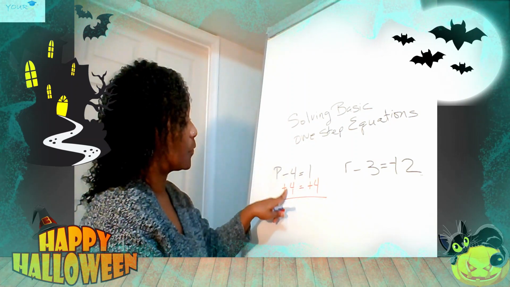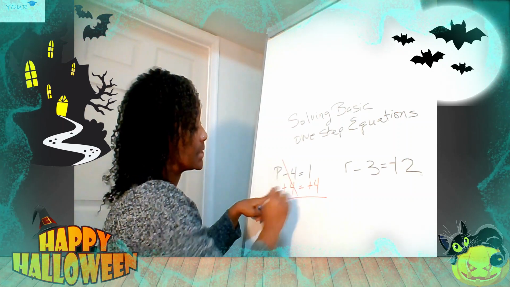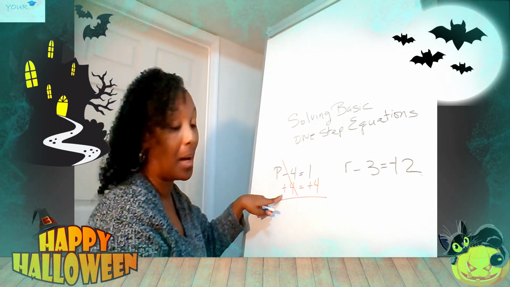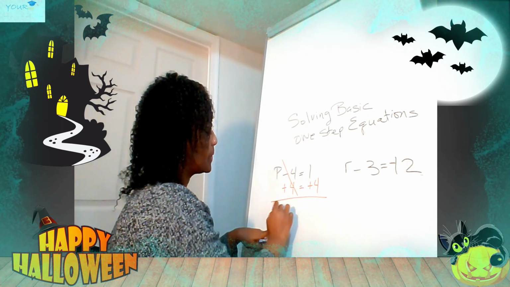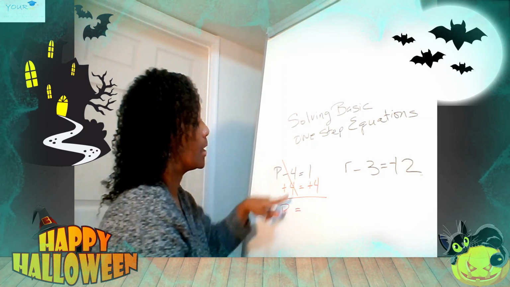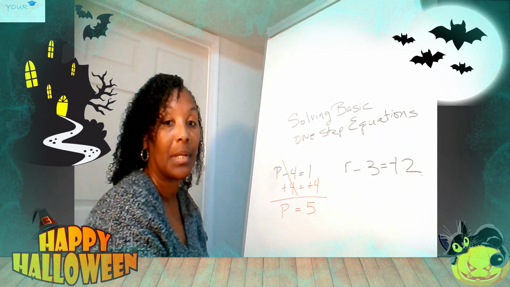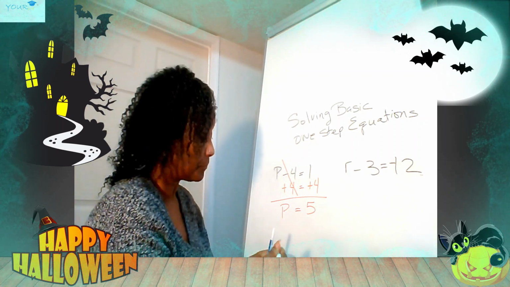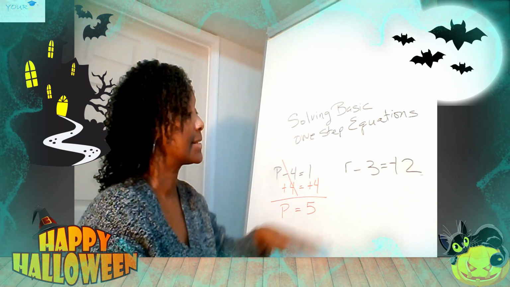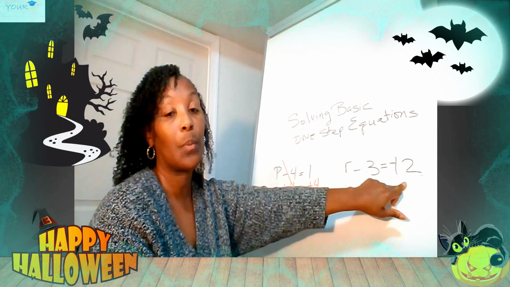Now, when we add this 4 here, this allows us to then cancel out these 4's here, because a negative 4 and a positive 4 cancel each other out, and that leaves us with p equals 1 plus 4 gives us 5. So our answer is p equals 5. So now let's look at the next example. Here we have r minus 3 equals negative 12.